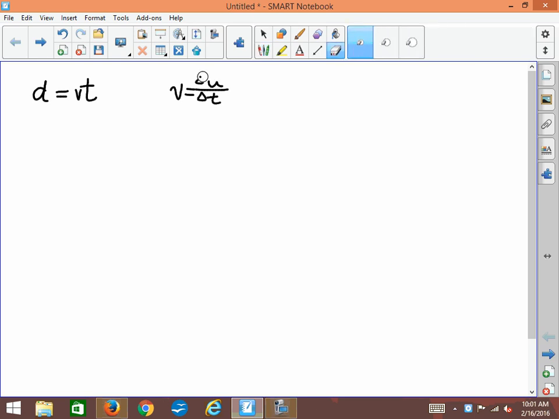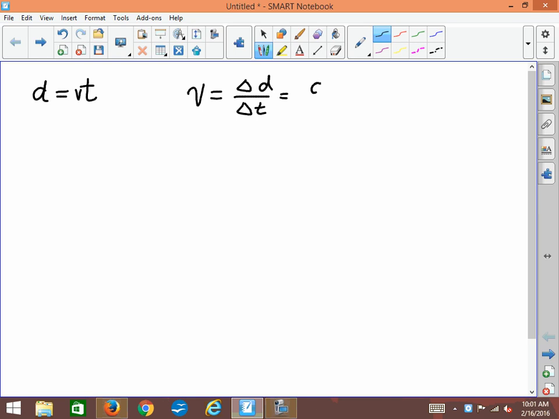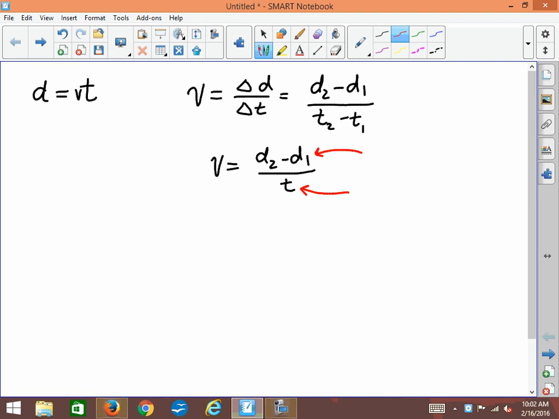Let me clean that up. V is the change in displacement divided by the change in time, which we said was d2 minus d1 over t2 minus t1. And we made a little shortcut with the t's because we realized that t1 is almost always 0. So we turned it into this, showing the change in position, or the change in displacement, on top and the change in time on the bottom.